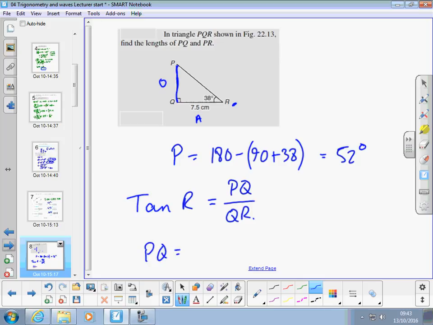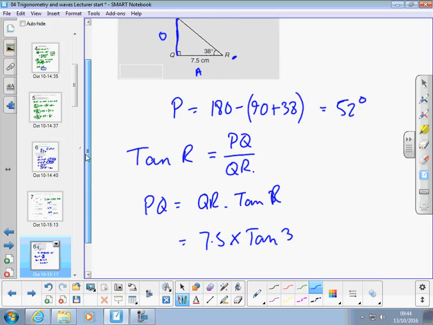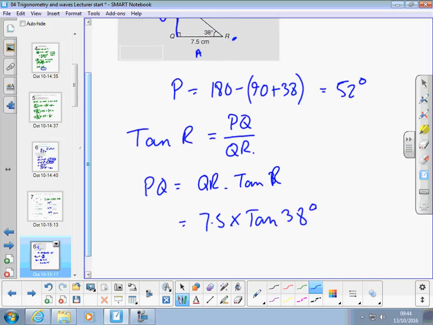PQ equals QR tan R equals, and the side QR is 7.5 times the tan of 38 degrees, wasn't it? Yeah. Okay.